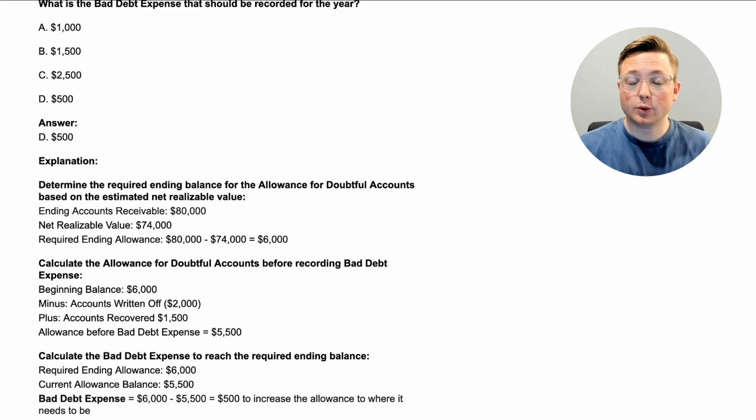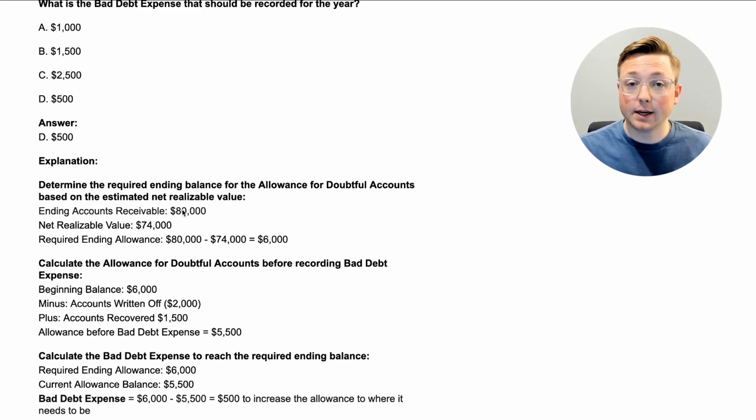So when you have these situations where you're given some accounts receivable, some of the things that were written off and some of the things that were recovered and things like that, there's certain steps that you have to do. So in this case, because we know that the ending accounts receivable was $80,000, that's an important number. But we were also told that the net realizable value based off of the aging receivables method was actually $74,000. Now what that means is that based off of the aging receivables method, this is how much we're actually expecting to get. So this is how much we're expecting to get. This is how much we have as a receivable.